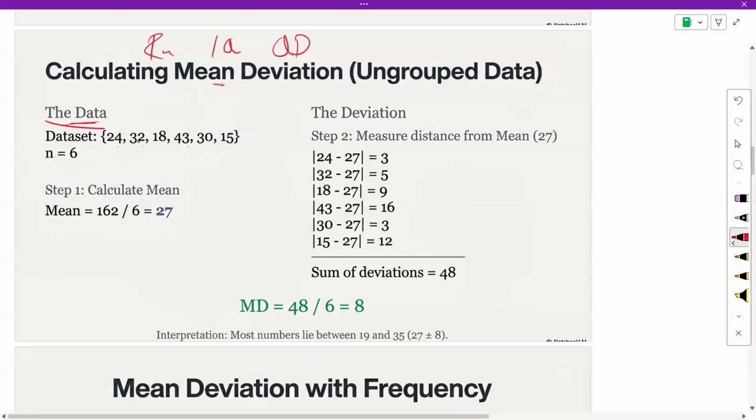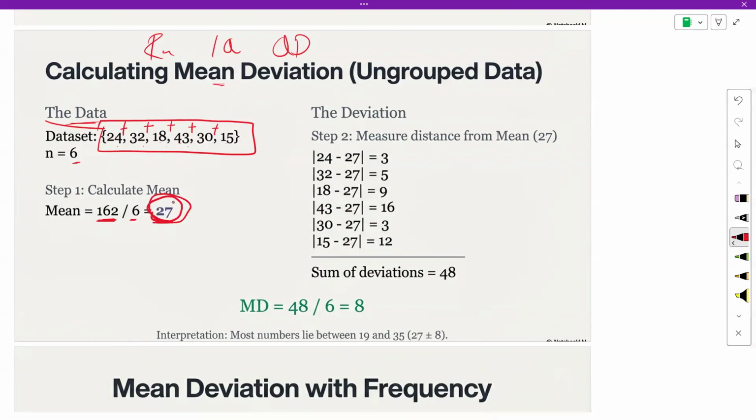And the number of observations is 1, 2, 3, 4, 5, 6. There are 6 observations. The first step for calculating the mean deviation is to calculate the mean. First, we have to calculate the mean of this data set. How? 24 plus 32 plus 18 plus 43 plus 30 plus 15. Then we will get 162, and the number of observations is 6. So therefore, the mean is 27.